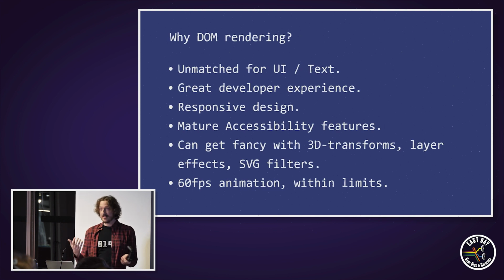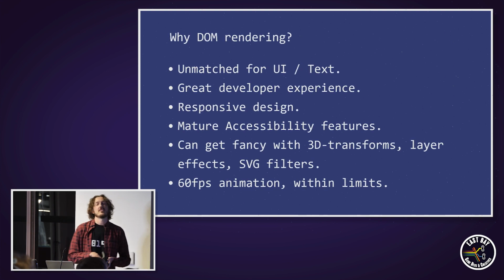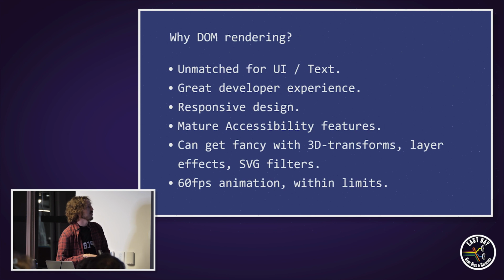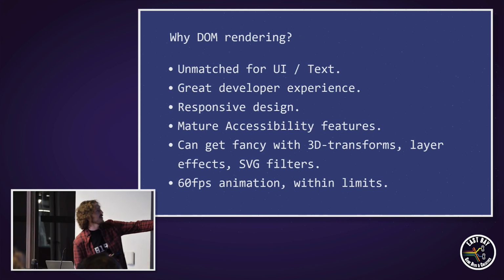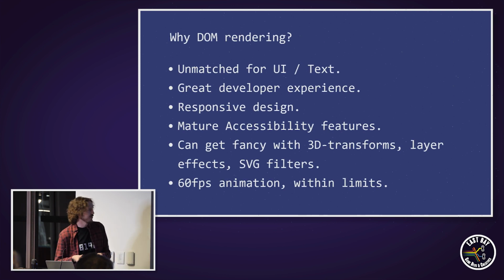The accessibility features on the web are super mature. If I wanted to make my game support people with limited vision, I'd be able to do that using the ARIA specification. And you can get really fancy without needing to dig into WebGL, using 3D transforms and CSS layer effects, and then SVG filters. You can see right now the screen is kind of wiggling. That's actually an SVG displacement map that I'm using here on an animation cycle.